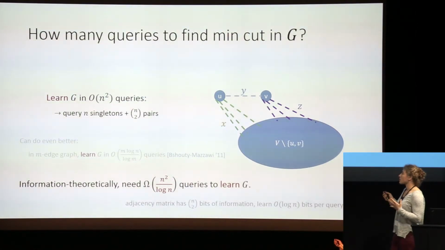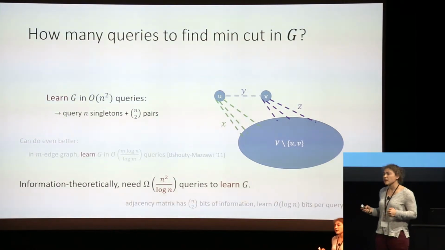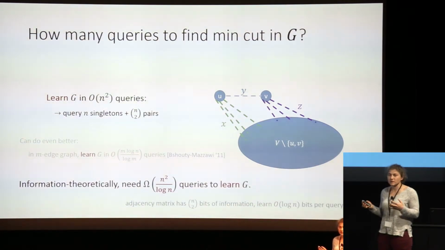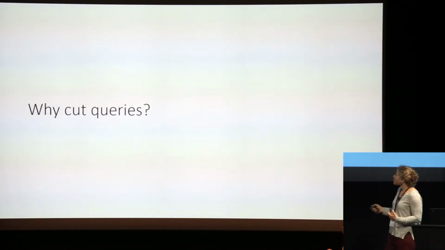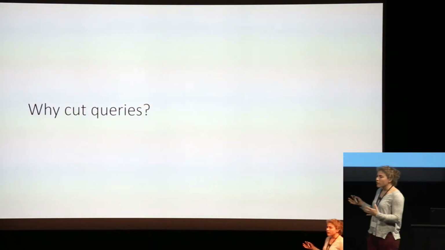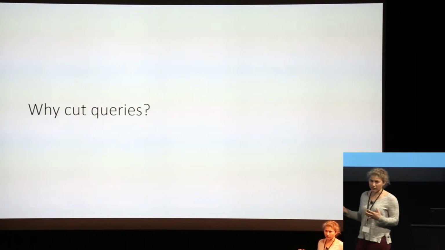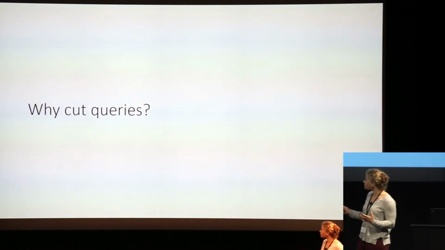All right, so now the question is, can we actually improve upon this to compute the minimum cut? Like, it seems intuitive that in order to know the minimum cut in the graph, you'd have to know the graph as well, right? And you might ask, why are we even talking about cut queries at all? Like, where's the motivation for this model?